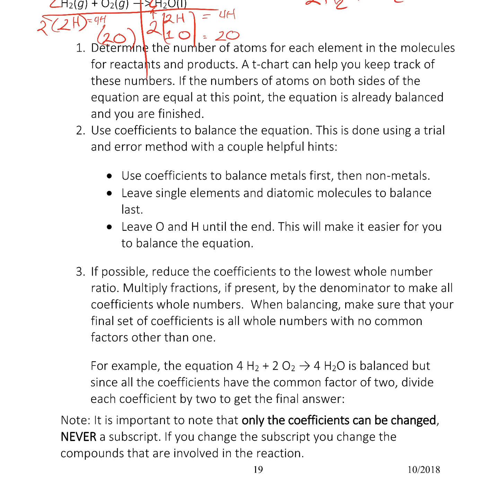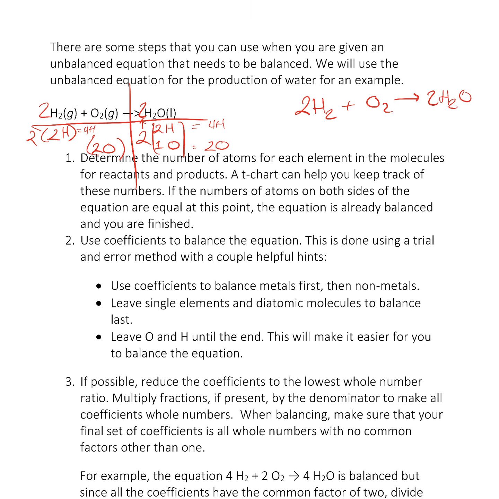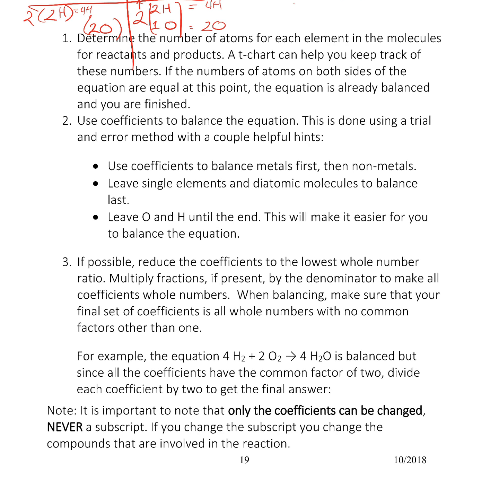If possible, reduce the coefficients to the lowest number. So let's look and see. So we have 2, 1, and 2. There's no way to reduce that. 1 cannot be reduced. But if you had 4, 2, 4, like here, then you could divide by 2 to bring it down to 2, 1, 2. So as long as the ratio is the same.